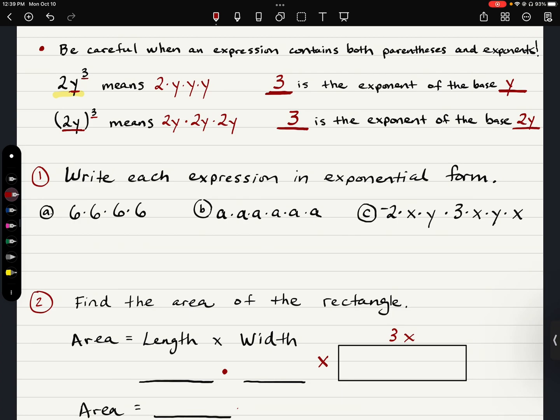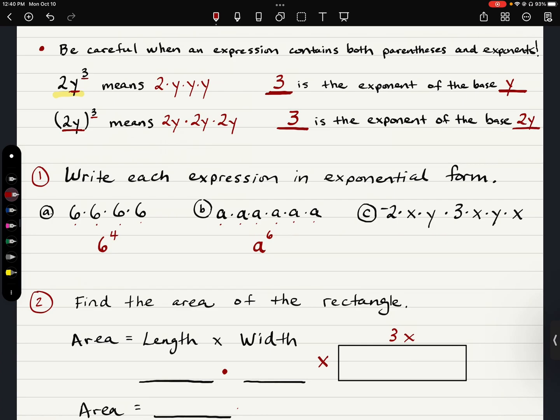All right, so we've got number 1 here, says write each expression in exponential form. So right now they are each in expanded form. When we see 6 times 6 times 6 times 6, we know that we can simplify that to 6 to the fourth power. Okay, and I guess I should hesitate to even say simplify it. It's just an easier way of writing 6 times 6 times 6 times 6. Okay, when we look at a times a times a times a times a times a, we are multiplying a times itself 6 times. So we can write our base as a and our exponent is 6.